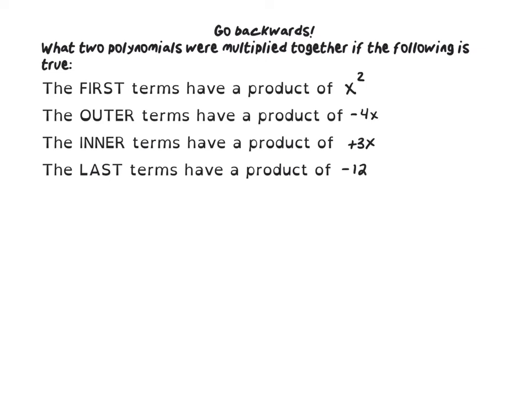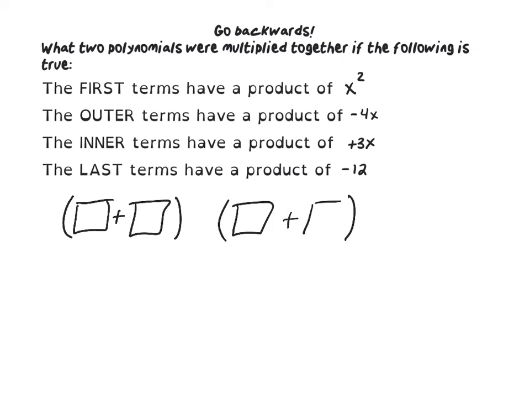If somebody already did the FOIL method, what I know is that they were multiplying 2 binomials. So I need something here and something here, and then a term here and another term here. Now they're going to tell us what they got for each step. The first step that they did, they got x squared. The first step comes from taking this first box and multiplying it by this first box. When they did that, they got x squared, and to me, that probably meant it was x times x. So I'm going to put an x here, and I'm going to put an x here.